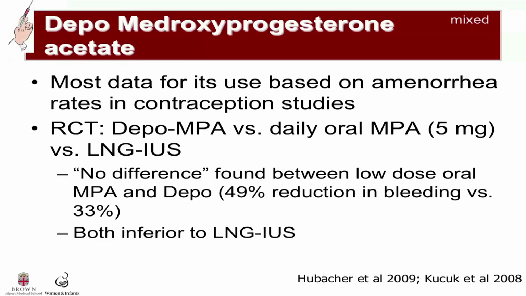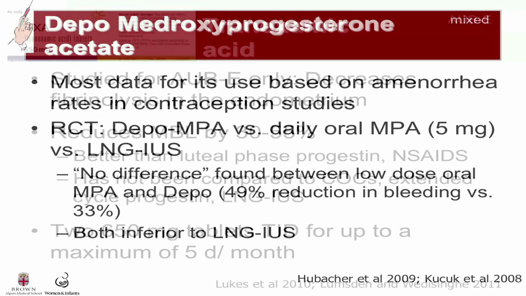One of the issues with using Depo medroxyprogesterone acetate for treatment of heavy menstrual bleeding is the unpredictability of response, that women may still have irregular bleeding. And once you've given it, it's hard to manage if the patient's not happy with that treatment regimen.